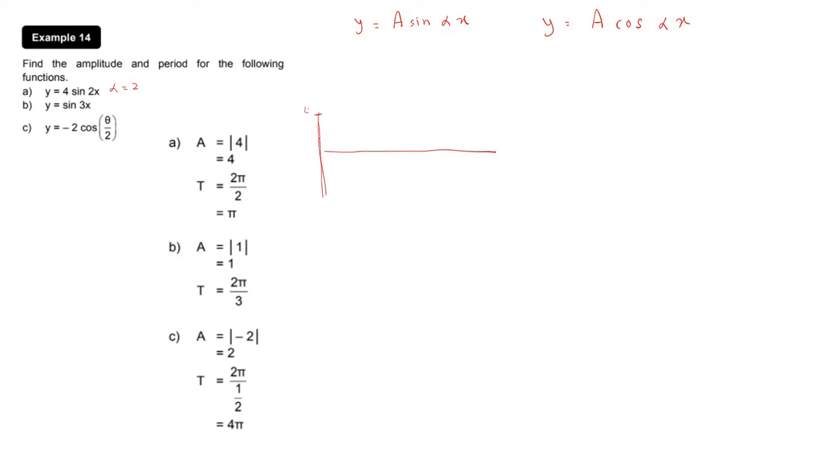Okay, kat atas 4, bawah negative 4. The size of one cycle is pi. Okay, satu cycle ni pi. So kalau nak lukis sampai 2 pi, awak akan dapat 2 cycle. Okay, so macam ni. Amplitude 4, 4 negative 4. Period, size of one cycle is pi. So satu cycle penuh pi. Kalau awak nak lukis sampai 2 pi, so kita akan dapat 2 cycle.